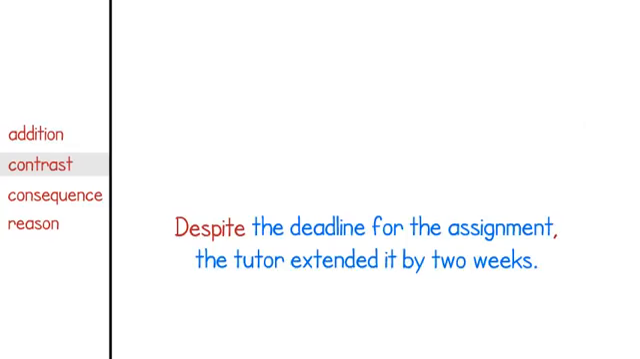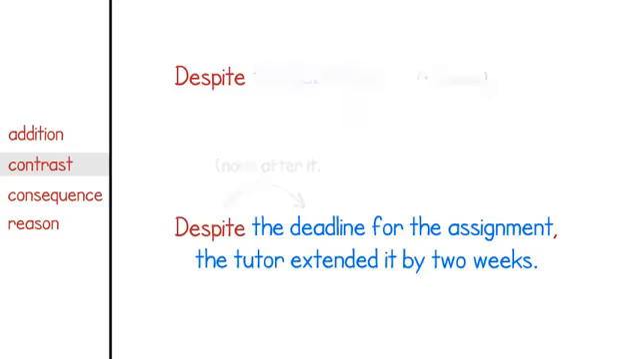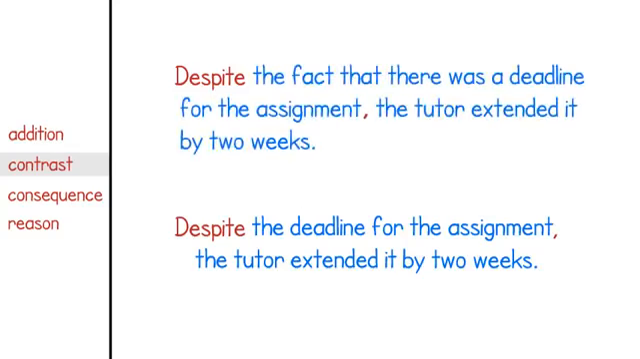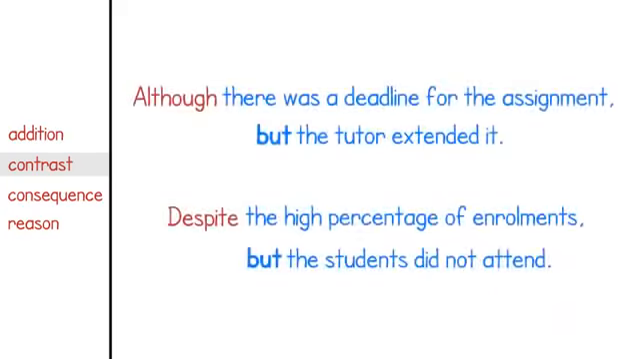Note that when we use despite, we have to use a noun after it and not a clause, or we can say despite the fact that, if we want to use a clause. We can summarize these contrast linkers like this. One final point. Notice that you must not use the word but if we have other contrast words in the same sentence. This is a common mistake.